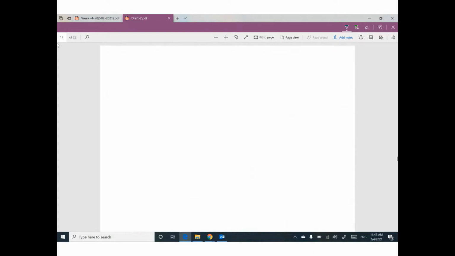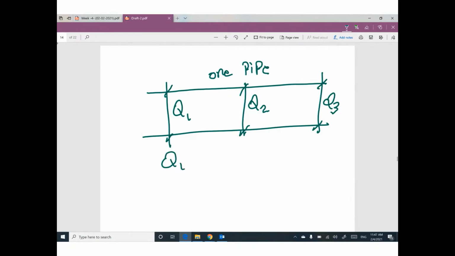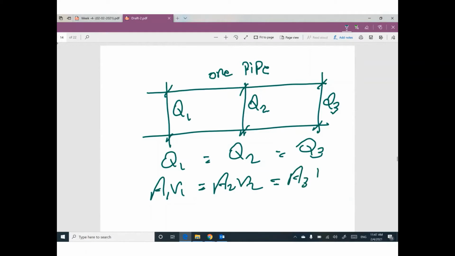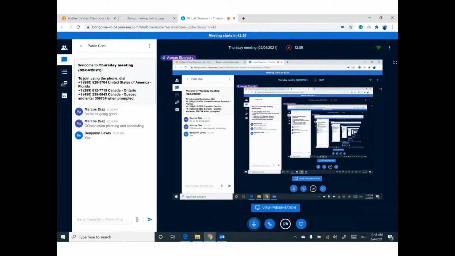If you have only one pipe, I can say discharge here equals discharge here equals discharge here. So Q1 equals Q2 equals Q3, because you are talking about one pipe. So area 1 V1 equals area 2 V2 equals area 3 V3. That makes sense. Any questions so far? Guys, if you have any question, please let me know.